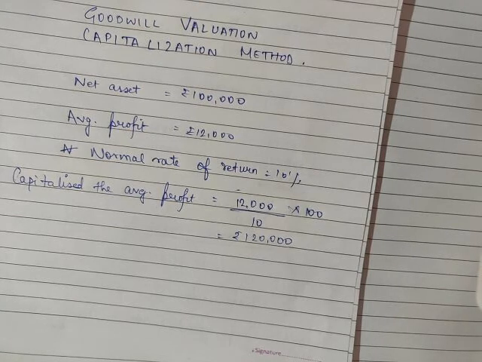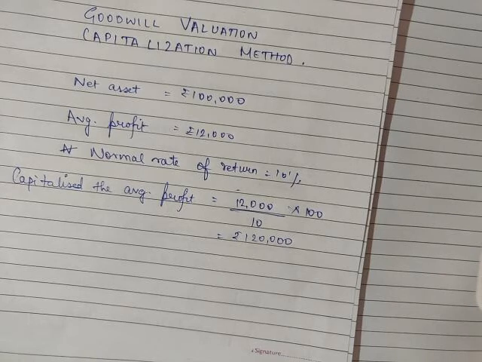Now, when we capitalize the average profit, this was the actual profit that the firm had earned. So, considering the normal rate of return, your total assets or capital employed come out to be 1,20,000 rupees. What is a normal rate of return? That rate of profit is calculated by multiplying the rate with the capital employed. That is what we did in the super profit method. We used to multiply the normal rate of return with the capital of the firm to arrive at the normal profit the firm would have earned.